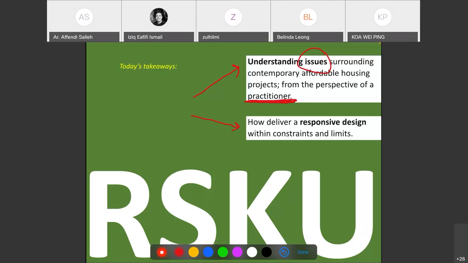So I will be explaining what my tools are, what my instruments are, what my strategies are when I approach affordable housing as a project, given its limit of cost and its limit of density, and how I maneuver all these limits and deliver what I call a responsive design. So at least at the end of the day, ladies and gentlemen, students, this is the objective that I'm trying to disseminate to you.